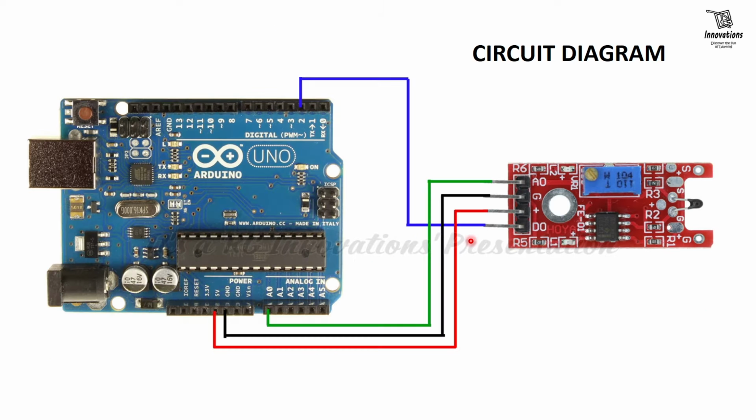Now let us have a look at the circuit diagram. It is very simple. We have given power supply from the 5 volt pin and the ground pin of the Arduino to the positive power supply pin and the ground pin of the module, and we have connected the digital out pin to digital pin number 2 of the Arduino and the analog output pin to analog input pin 0 of the Arduino. Now we will have a look at the sketch and then we will see the practical demonstration.